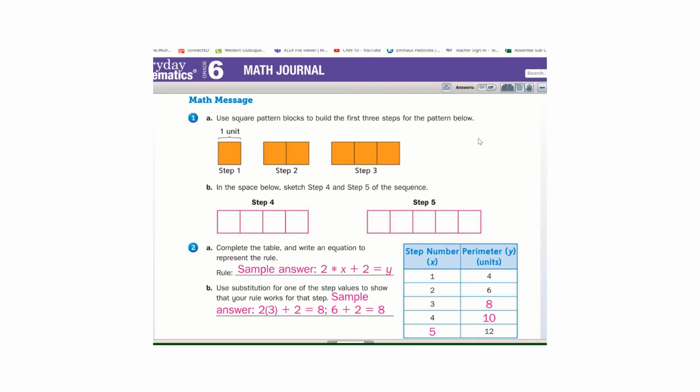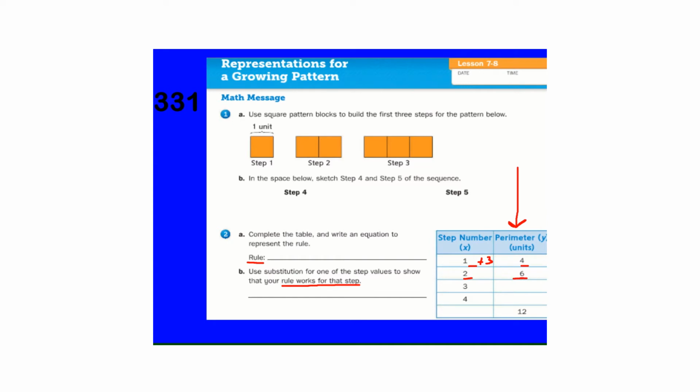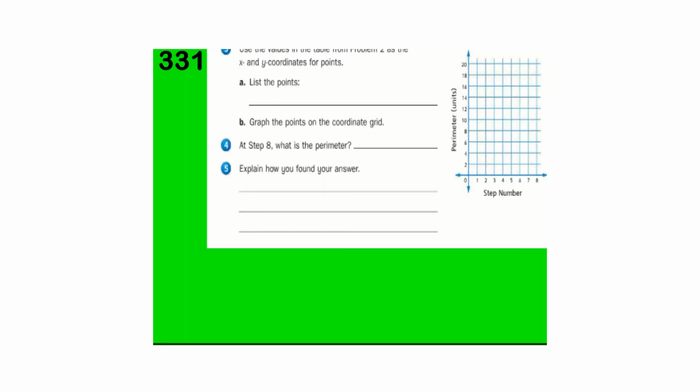And it is 2x plus 2. So they gave you an example here of the 3. 2 times 3 plus 2 is the 8. 2 times 4 is 8 plus 2 is 10. Start at the beginning on the ones they showed you. 1 times 2, 2 plus 2 is the 4. 2 times 2 is 4 plus 2 is 6. Okay.